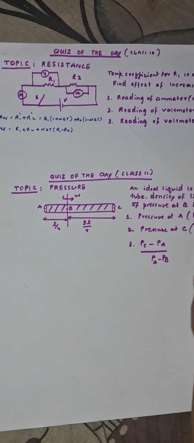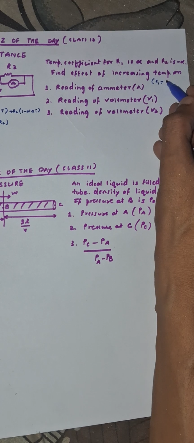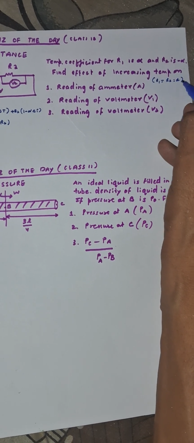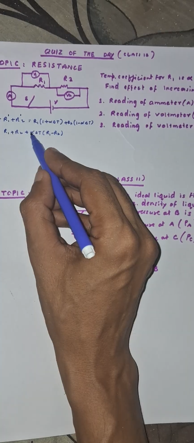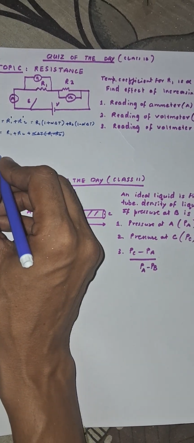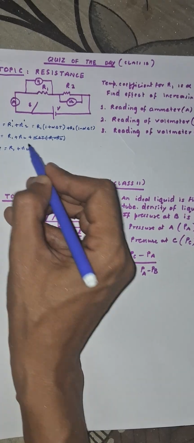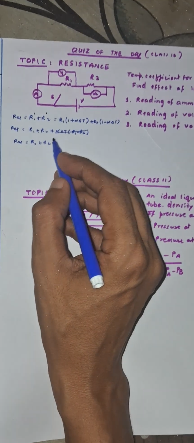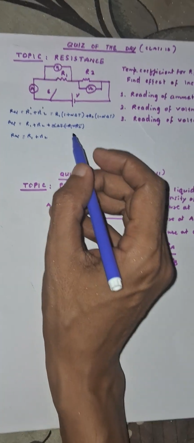Now here in the question there is one important thing also, that R1 is equal to R2 is equal to R initially. So if R1 is equal to R2, this term will get cancelled out. So we can say that R equivalent will always be equal to R1 plus R2. Hence the equivalent resistance of the circuit will never change, because one will increase and the other will decrease by the same amount.